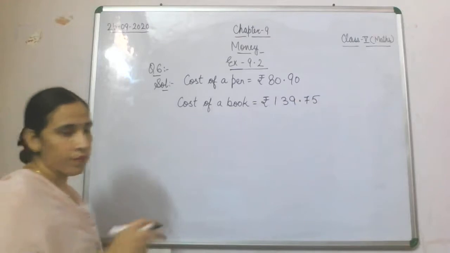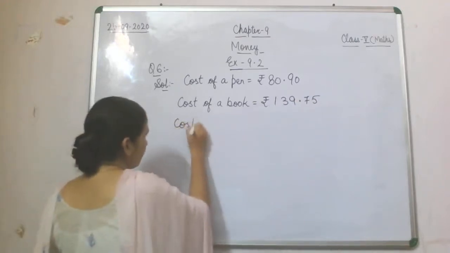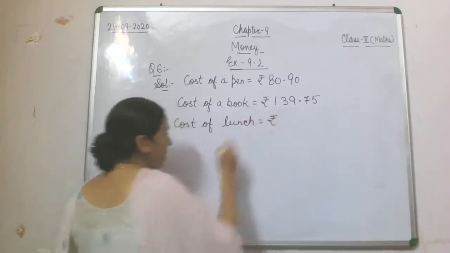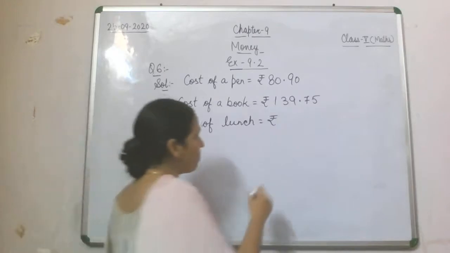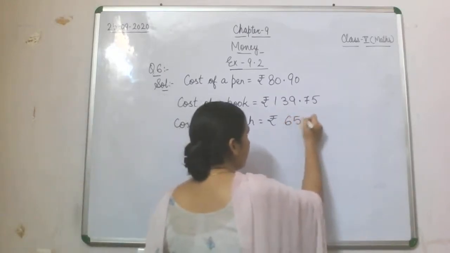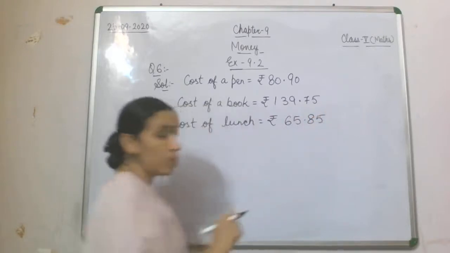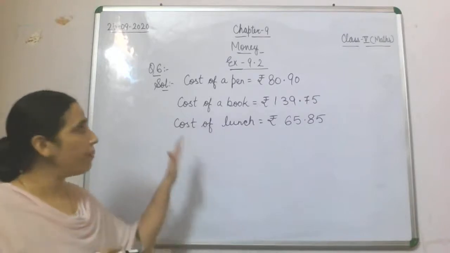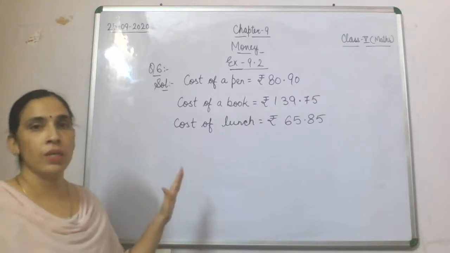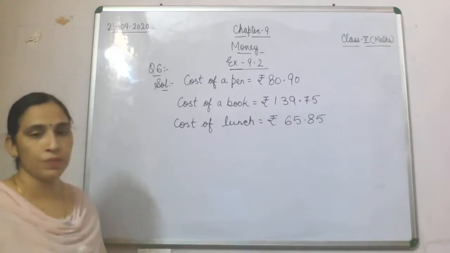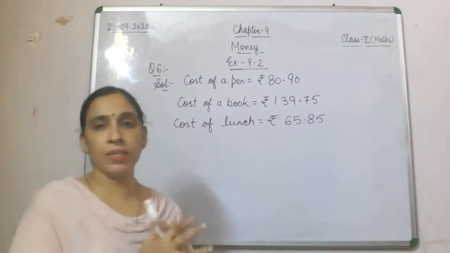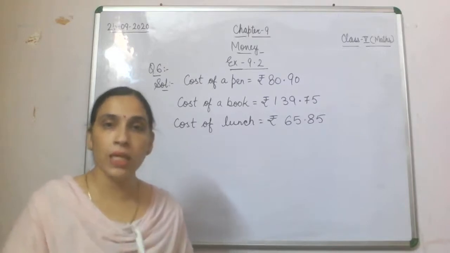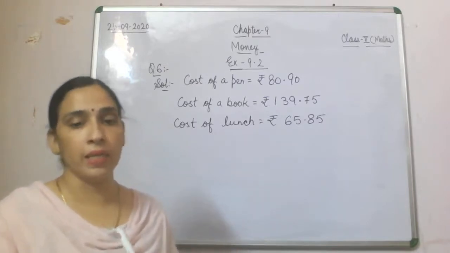Now what next? The cost of lunch. What is the cost of lunch? That is rupees 65 and 85 paisa. Now what is asked in this question? What is given here? Cost of pen, cost of a book, and cost of lunch. What did he spend in all? What is the total amount of money he spent in all?